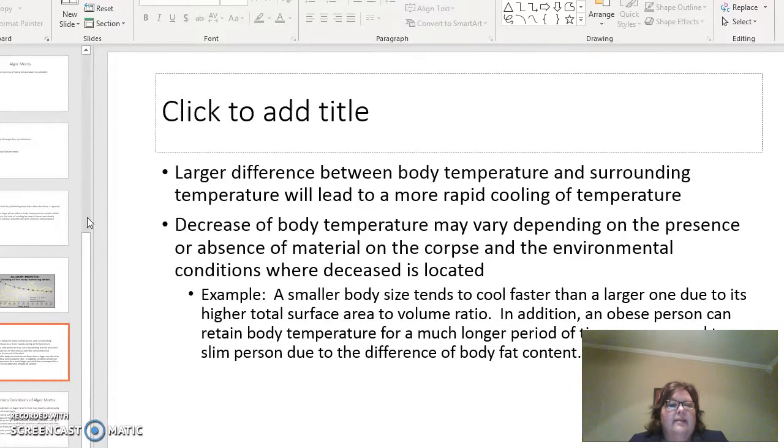The decrease of the body temperature may vary depending on the presence or absence of material on the corpse and the environmental conditions. An example of this is that a smaller body tends to cool faster than a larger one due to the higher total surface area to volume ratio. And an obese person can retain body temperature for a much longer period of time as compared to a slimmer person.